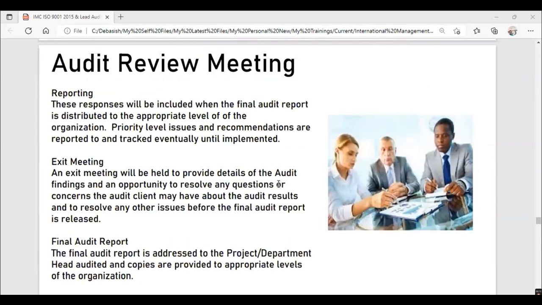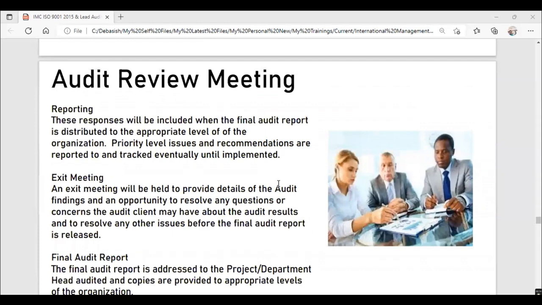Now, report. Reporting includes those responses that will be included when the final audit report is shared with the appropriate level of the organization. Priority level issues and recommendations are reported and tracked eventually until implemented.